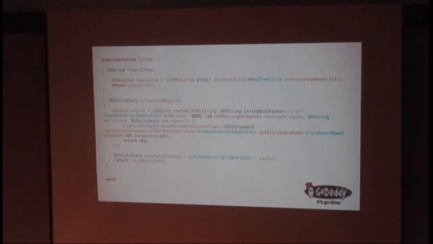CatApp is an example of a class implementing the GDBaseApp protocol. It has one menu item and a GDRoute that, when triggered, will call the GDRouting delegate to display a CatAppViewController. A GDUsableApp is a representation of a sub-application used in app configuration. It has two properties: display order, used to order menu items, and app name, which matches the name of a sub-application class that you want to import.